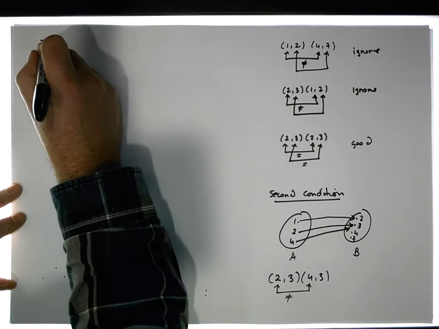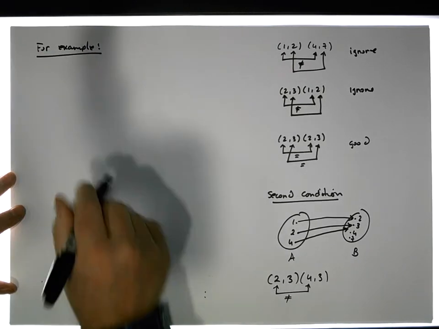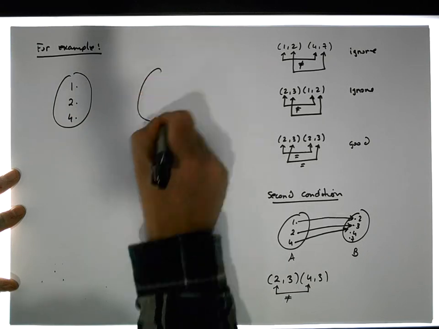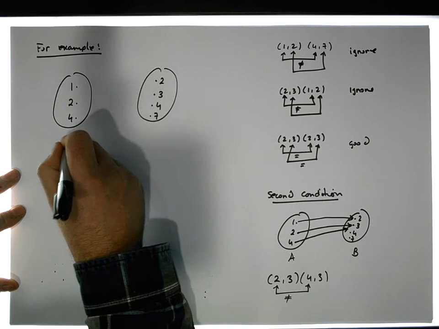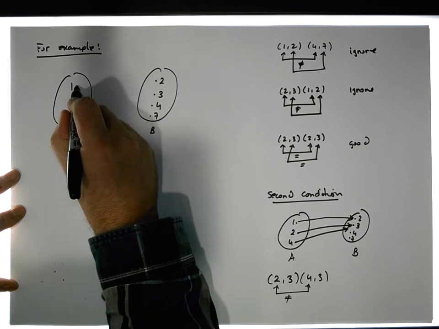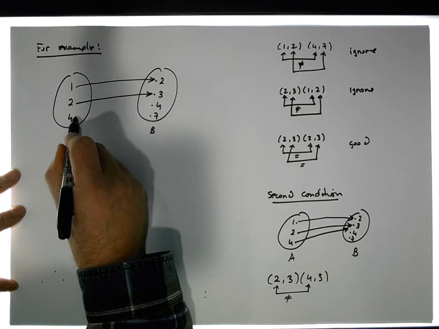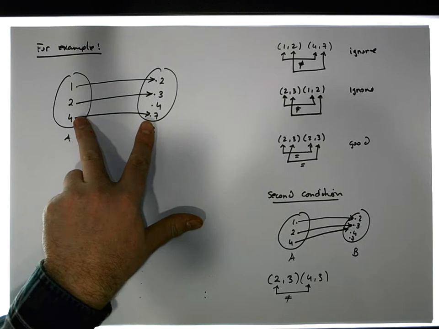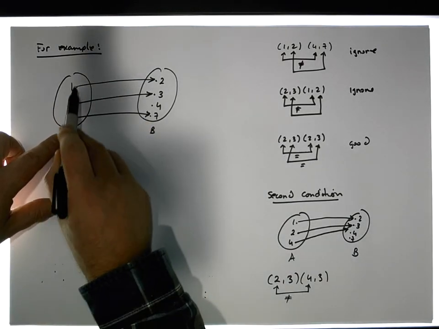For example, let's consider the mapping 1, 2, 4, and let's say it's mapped into 2, 3, 4, 7. This is our A and our B. So we have 1 is mapped to 2, we have 2 is mapped to 3, and we have 4 is mapped to 7. At this stage, this is definitely a function because the first condition is met. Every value over here is mapped into some other value over here.